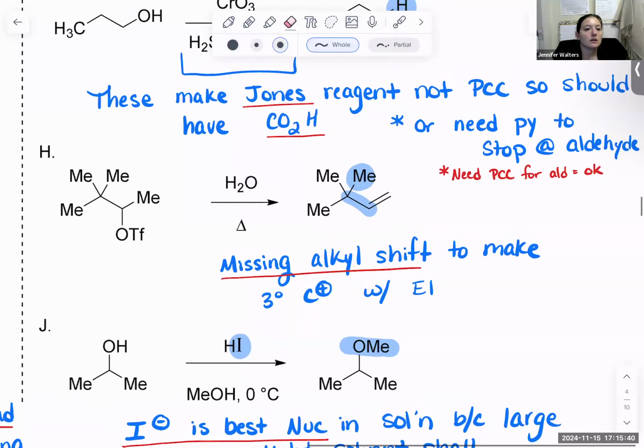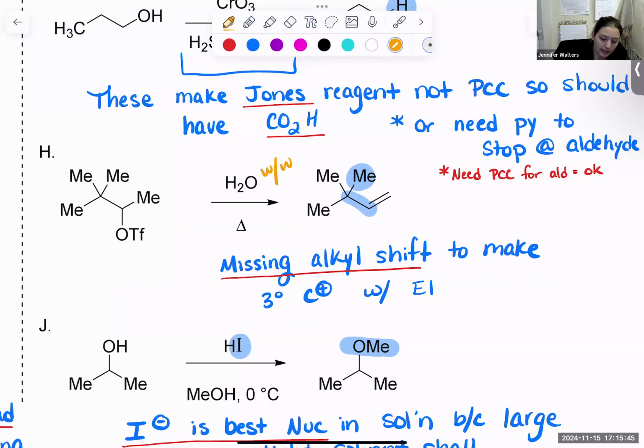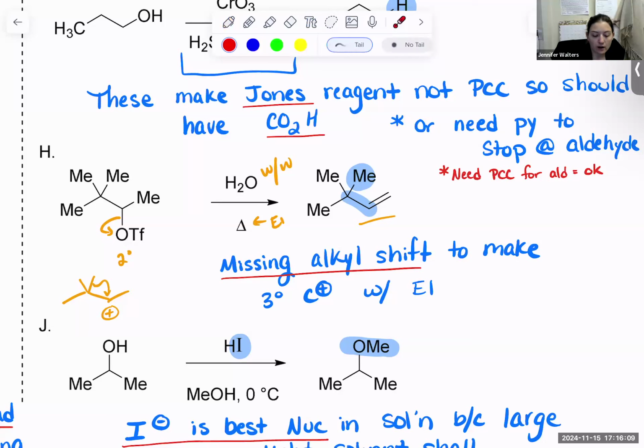H. For this one, again, we have the weak reagent telling us that it's SN1 or E1. Secondary leaving group, SN1 or E1. Heat tells me E1. So when I look at this, I am forming an alkene, so that tracks. But when I go through my mechanism, I would form that secondary carbocation and I can facilitate a carbocation rearrangement. So the problem here is not that I made the alkene. The issue is that I didn't do the alkyl shift. I didn't make my most stable carbocation before having the base deprotonate.